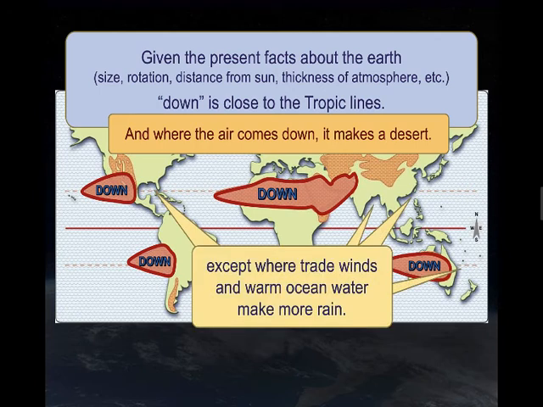Except where trade winds and warm ocean water interrupt that downward flow a little bit. In other words, places like Florida or the Philippines, which are at the right latitude to be a desert, but they've got the trade winds.